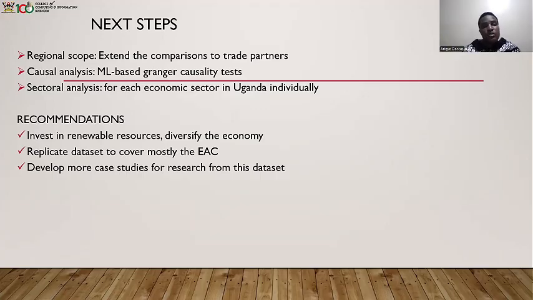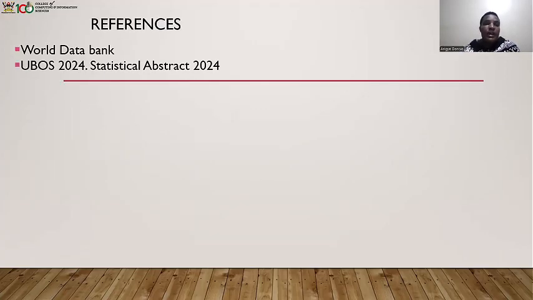Then recommendations: we invest in renewable resources and diversify the economy. We can replicate the data set to cover mostly the EAC, the East African Community. Then we can develop more case studies for research from this data set. And for the references, we used the World Data Bank and the UBOS 2024 Statistical Abstract.